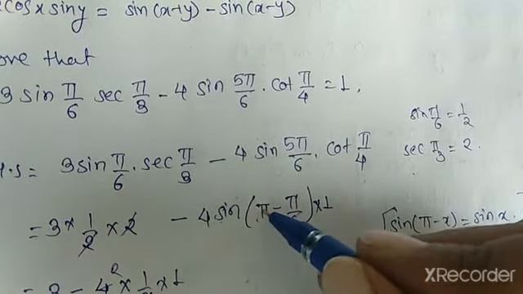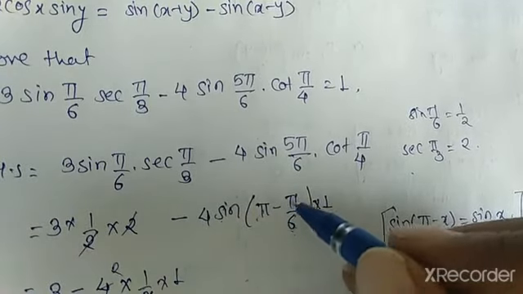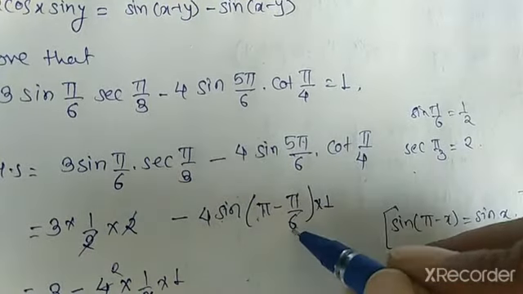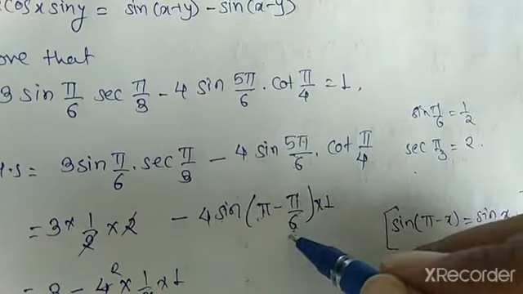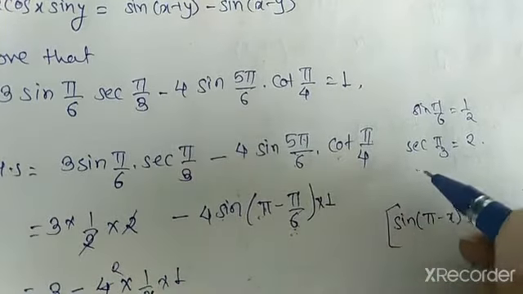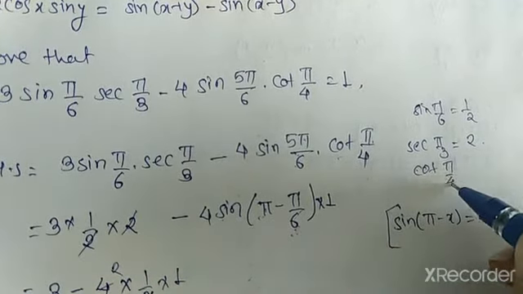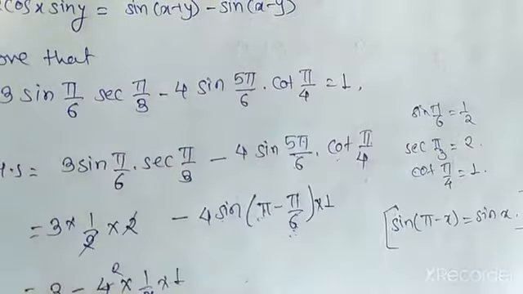6 into pi is 6 pi, minus pi is 5 pi upon 6. This is written in the form pi minus pi by 6, and cot pi by 4 is equal to 1.